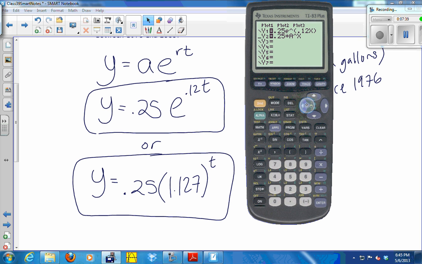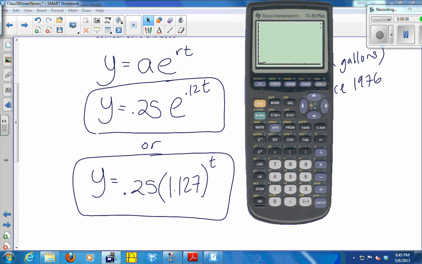And I'm going to make the second one bold so you can tell the difference. And let's see, window, t is years. So I don't know, 50 years we'll look at. And then y is sales in billions, or gallons of water in billions. So start with 0 because we're starting with 1/4, and then go, I don't know, to 10 billion.